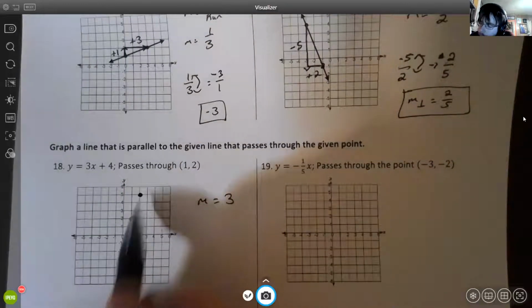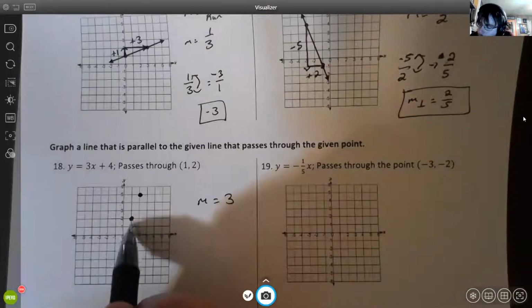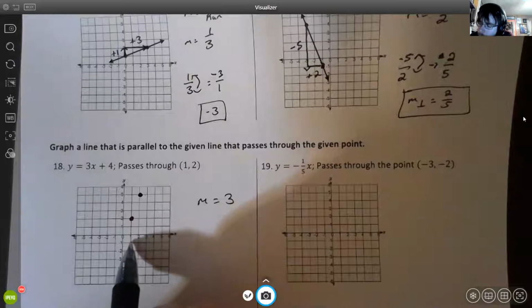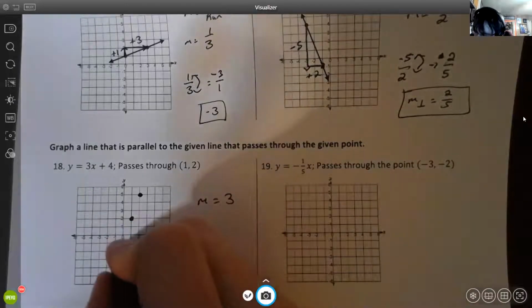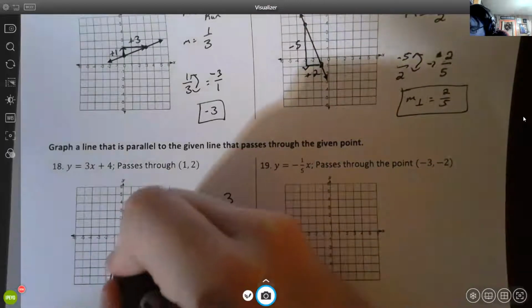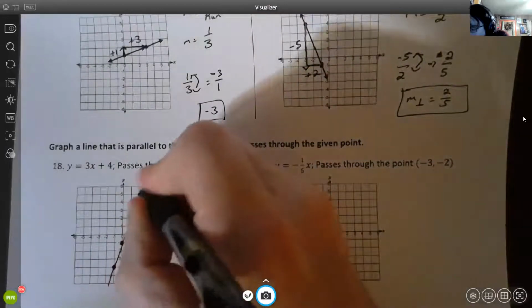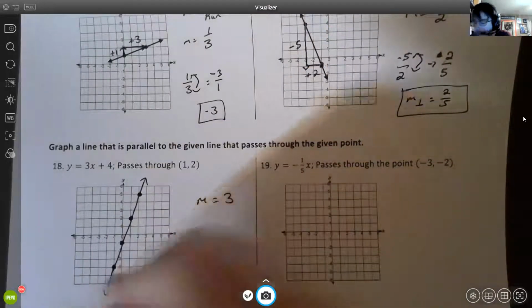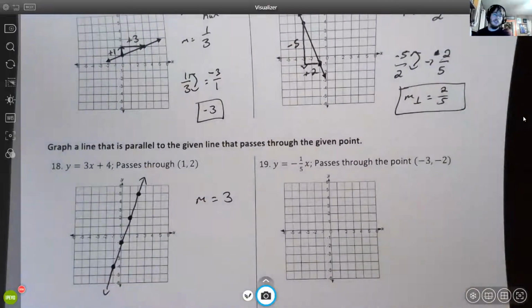Well, we can't go any further there. So now we're going to go down 3, 1, 2, 3. And since it's positive, we have to go to the left to cancel out the negative. And then we're going to keep doing that. Down 3, left 1. And that's how you graph the line. If you remember graphing lines in algebra, you use your rise over the run.